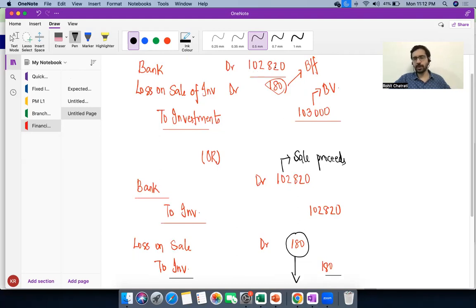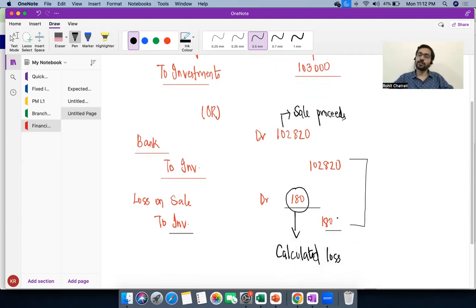Bank over here was debited by 102,820, and bank over here is also debited by 102,820. Loss was debited by 180, and loss over here is also being debited by 180. Investment at 1,03,000 is also credited in both the journals put together. If it would have been profit also, it would have been the same.